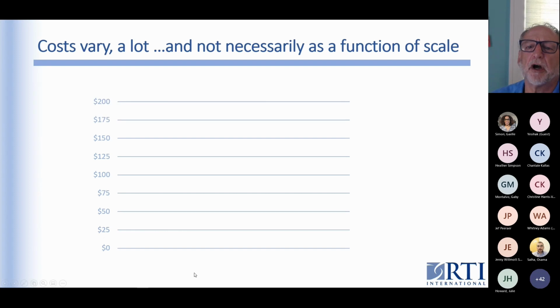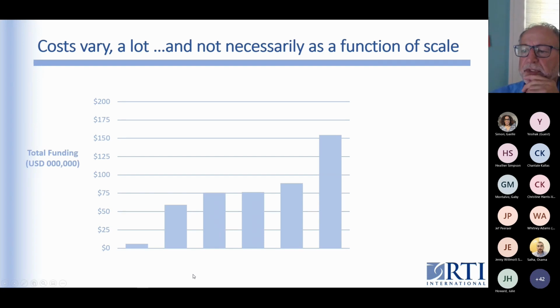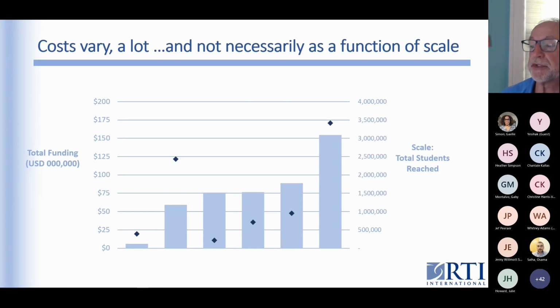So let me talk about the variation in costs across programs. What we see is that total funding, in millions of US dollars, varies a lot from one program to another. And you might expect that, given a program in a large country will cost more than a program in a small country. But when you look at the costs of the program compared to the scale, in the simple terms of the number of students reached by the program, there's less of a relationship than one would have anticipated. And I think it's an interesting question to pose why that ends up being so.